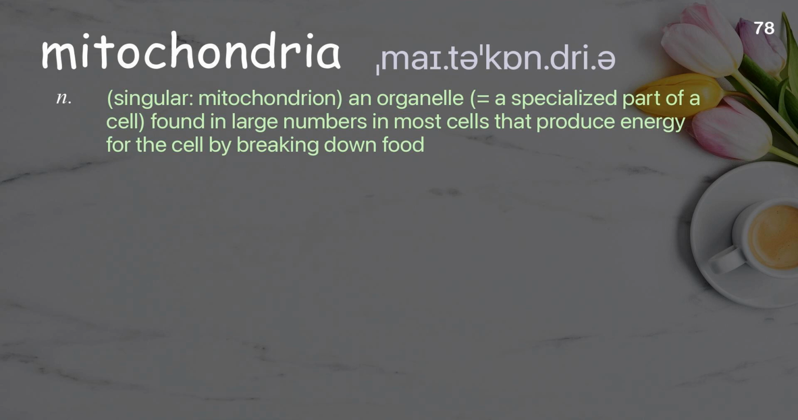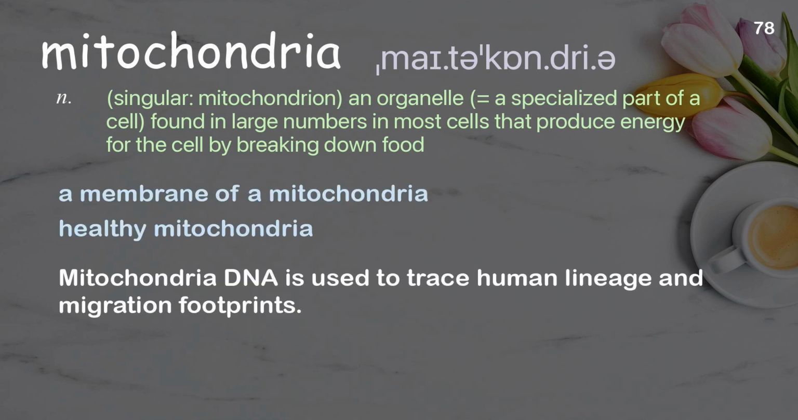Mitochondria. Singular: mitochondrion. An organelle, a specialized part of a cell, found in large numbers in most cells, that produces energy for the cell by breaking down food. Examples: A membrane of a mitochondria. Healthy mitochondria. Mitochondria DNA is used to trace human lineage and migration footprints.